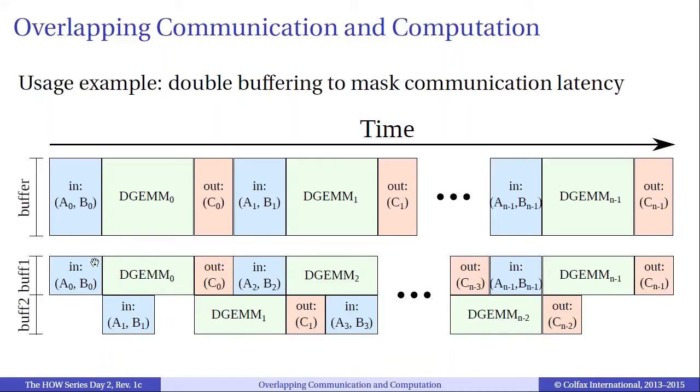I transfer the first data set in, and then I start computation on this data set, but I do it asynchronously. So control immediately returns to the host, and the host starts staging in the next data set in the second buffer. When the computation is done, I will start computation on the next dataset, but I will do it asynchronously. Control will return to the host, and the host will fetch the result of the calculation and stage in the next dataset. This is called double buffering because I have to alternate between the two buffers as I go.